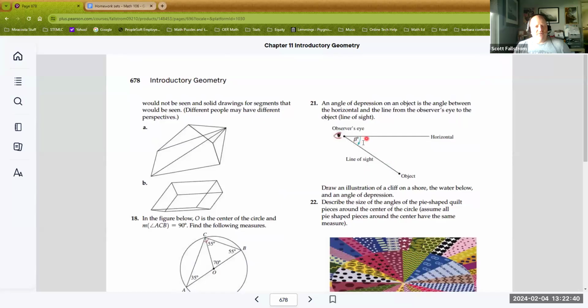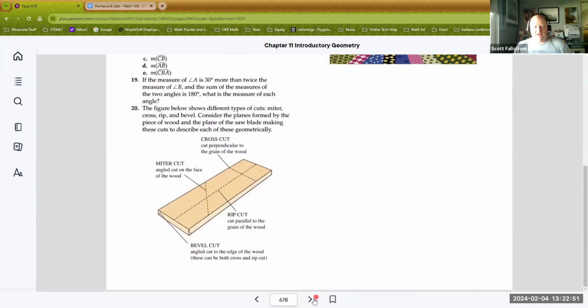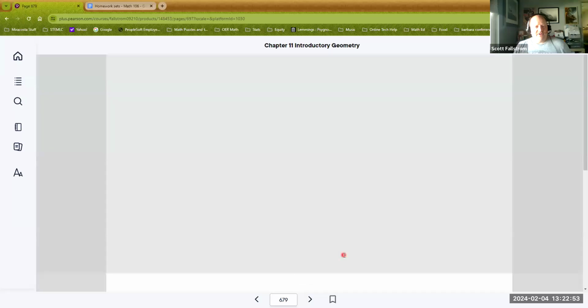I mean, 21's not bad. Yeah, so angle of depression is just when you're looking down. Angle of inclination is if you're looking up. We'll use that again later, but I didn't see true purpose for it here. And that's it for the homework.